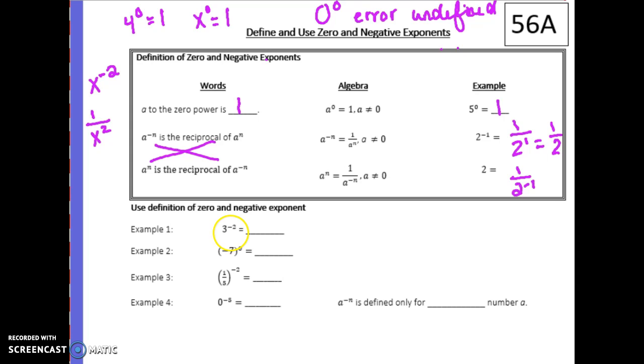My first example would be 3 to the negative 2 power. Well, we would write it as 1 over 3 squared, which is 1/9. 7 to the 0 power, anything to the 0 power is equal to 1. And then 1/5 to the negative 2 power, we can take the reciprocal, 5 over 1, or just 5, and raise it to the second power, and that would be equal to 25. 0 to the negative 5 power is going to be undefined as well, because a to the negative n is defined only for a non-zero number a. So a can't be 0.